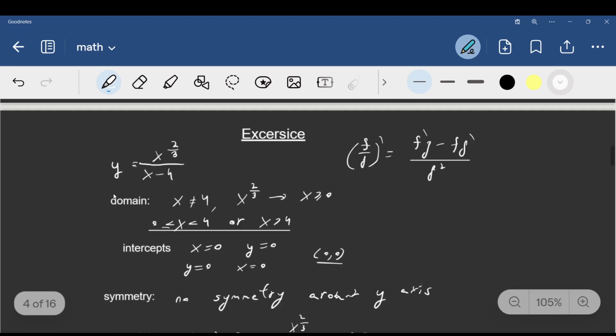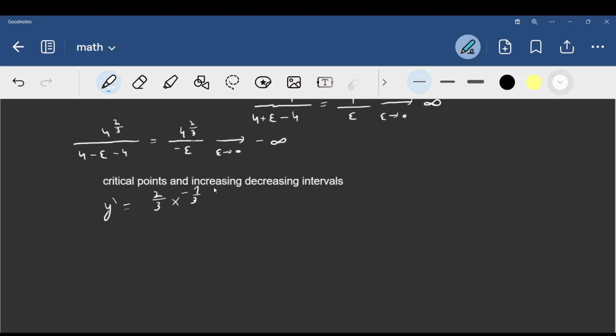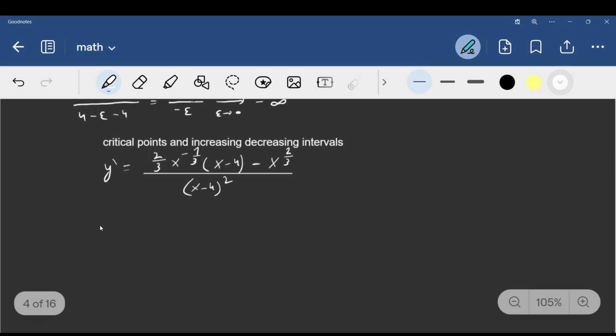So f is x to the power of 2/3 and g is x minus 4. So the derivative is 2/3 x to the power of minus 1/3, that's f prime, times g, which is x minus 4, and then minus f untouched times the derivative of x minus 4, which is 1. So this is the numerator, divided by g to the power of 2, which is this thing right here. Let's see if we can zero this thing out.